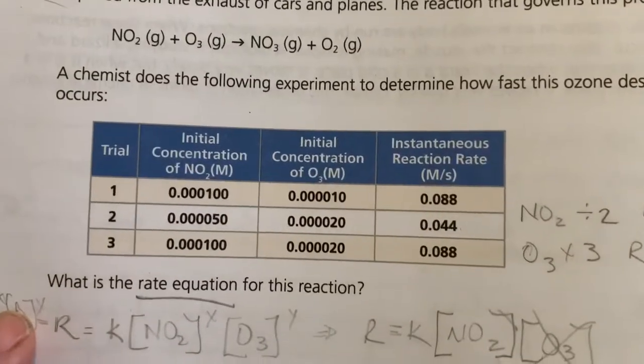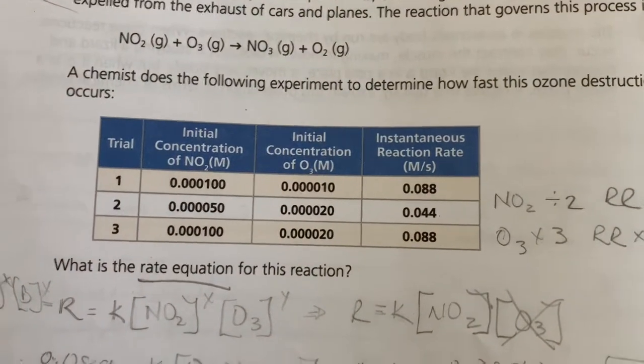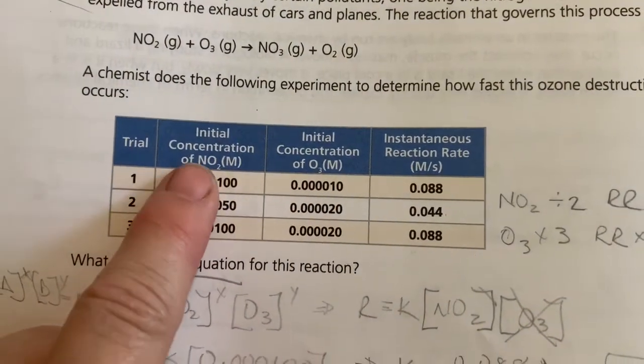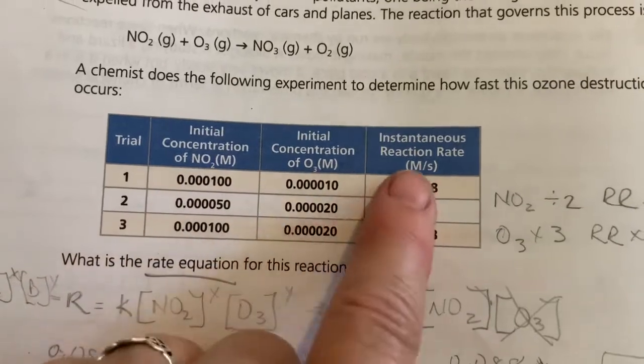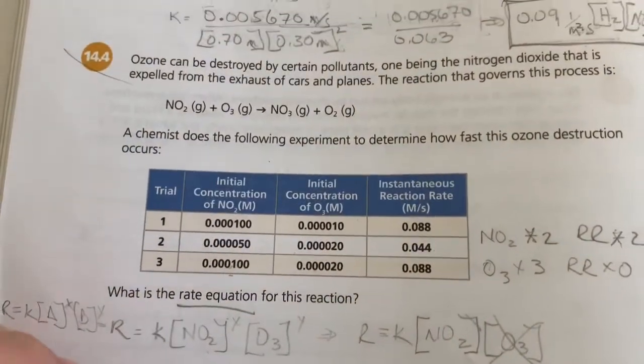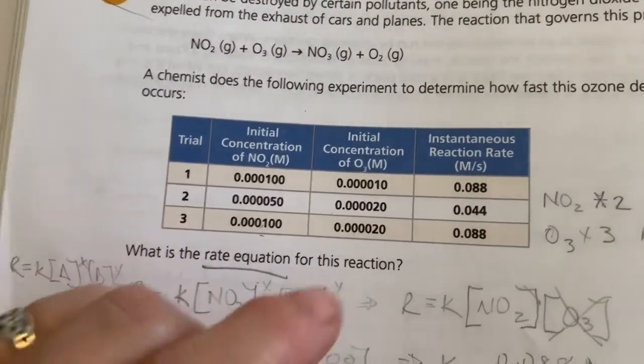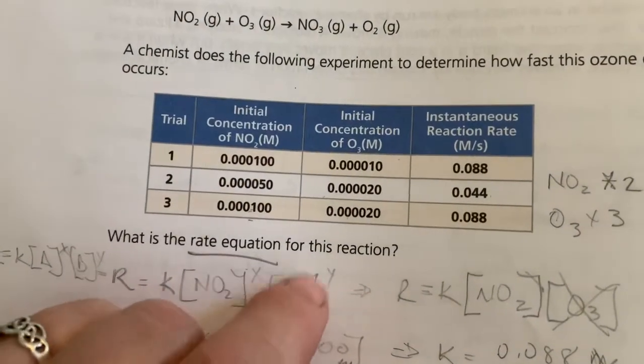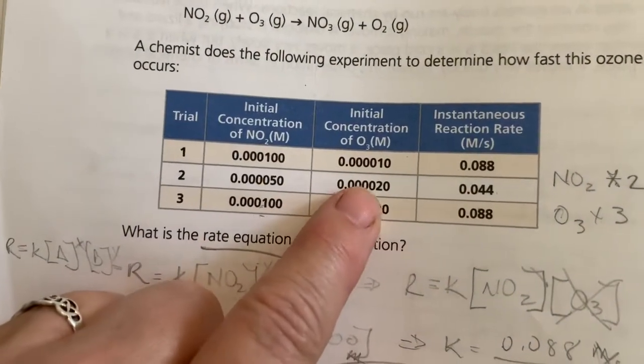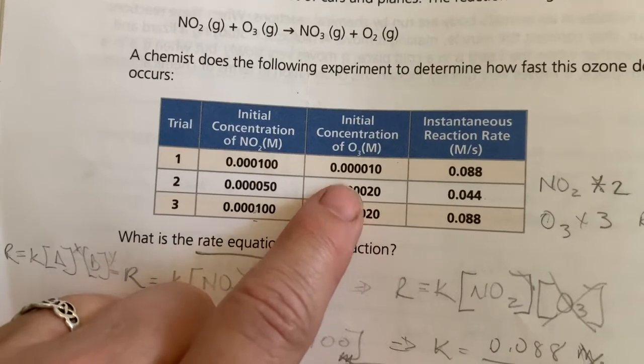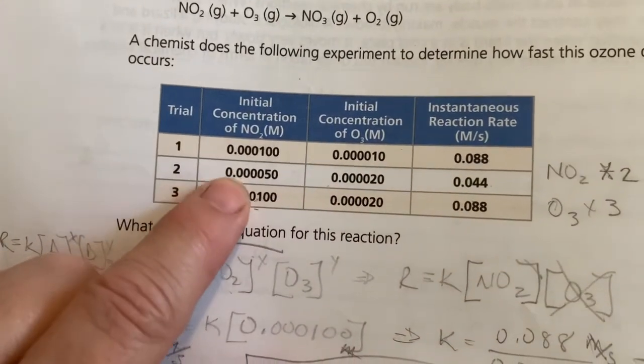So remember, first thing we got to do is compare the concentrations of the 1 and the 2 and the reaction rate. So when I do these, I always look for the easiest comparison first. So it looks like my easiest comparison, when the O2 stays the same, I can compare with the NO2.